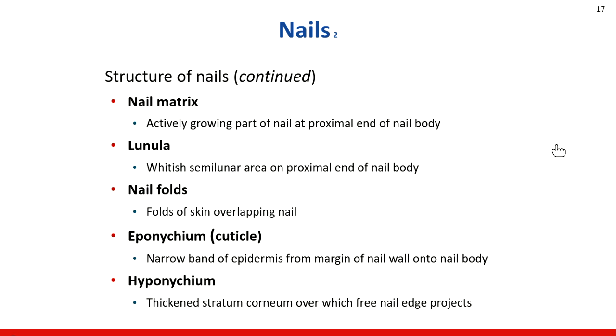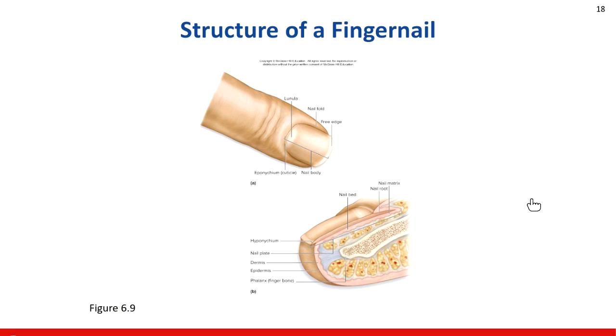All right, then on either side of the nail are what we call the nail folds, and that's basically where the skin on either side, the lateral portions of the nail, is covering the nail. Then the last two parts are the epiconium and the hypoconium. The epiconium is what we also call the cuticle. This is the part where the dermis attaches onto the nail plate.